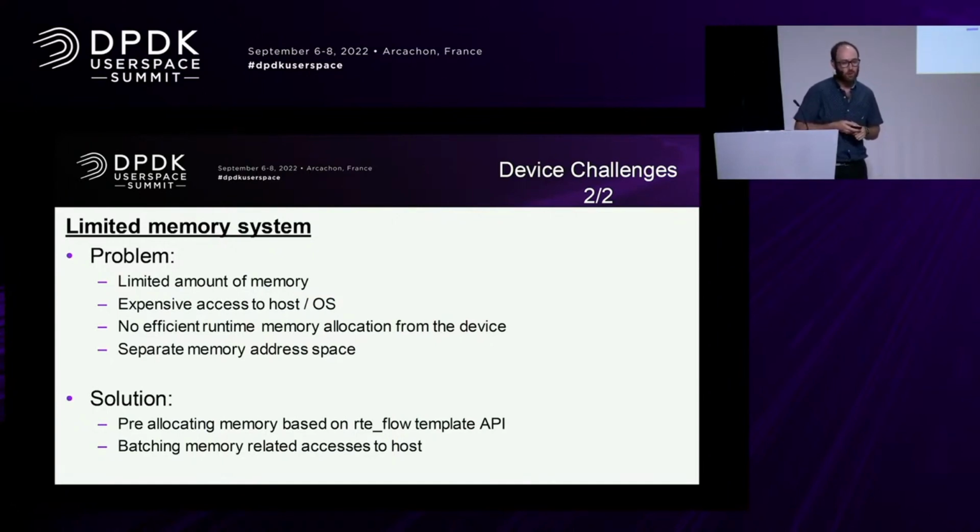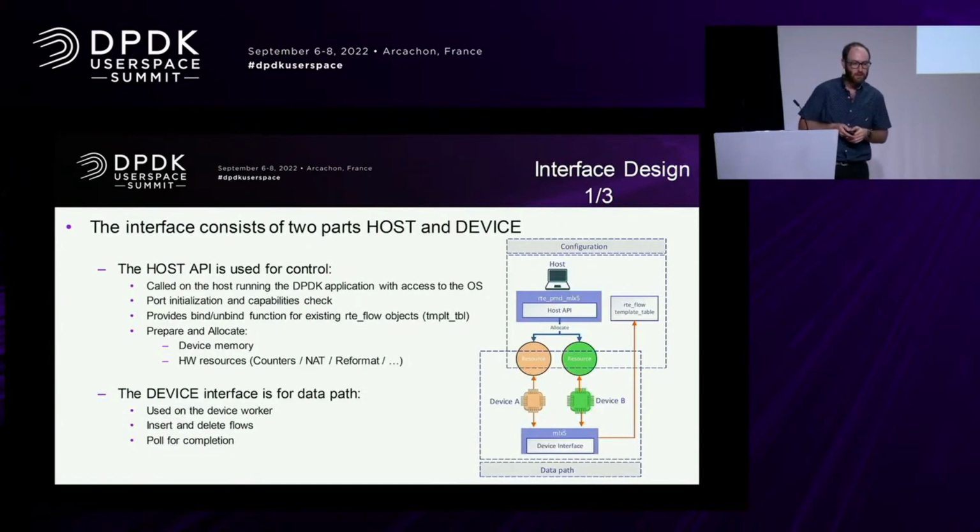Another method we used is batching. Whenever we need to synchronize something to the host, we would not just access the host. We would gather a couple of configurations and then move them to the host. So batching also helped us a lot to get good performance. So I talked about the challenges. Let's talk about the interface we used for those workers.